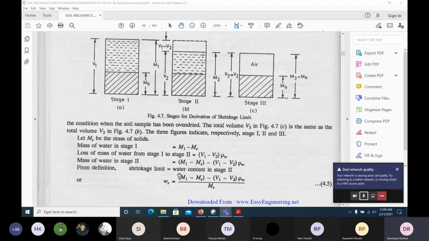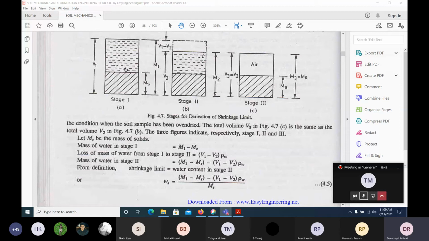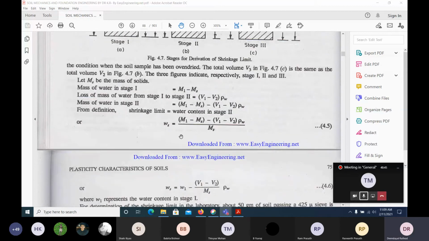That means after the shrinkage limit, there won't be any change in the volume. That's what is given. It can be written again like this, because here it can be written as W1, right? Here M1 minus MS by MS will give the water content in stage 1, so that's what it is given.